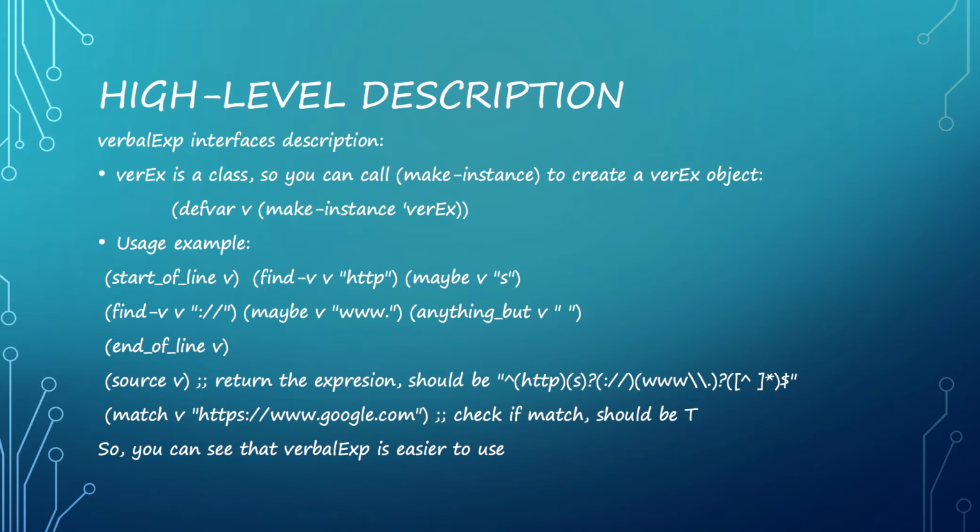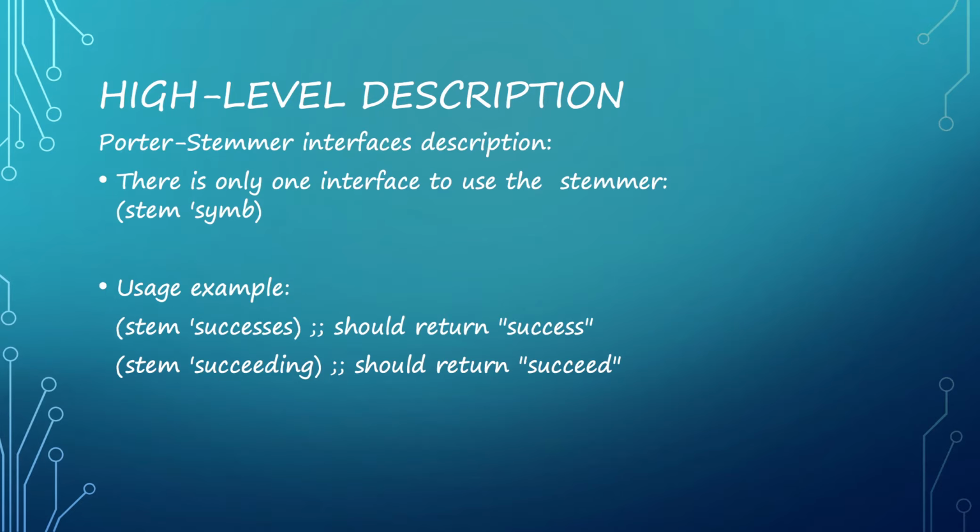Verbal expression is a class, so we can call make-instance to create its object. Here is an example. It's very easy to use. There's only one interface of stemmer. It takes a symbol as input parameter. If we input successes, it returns success.